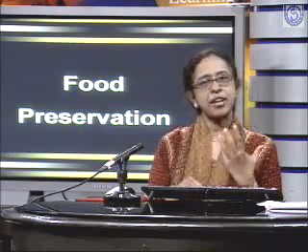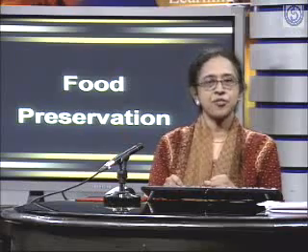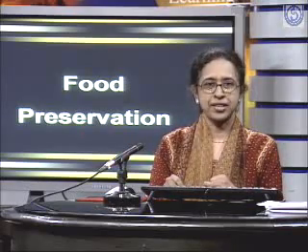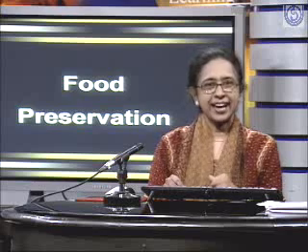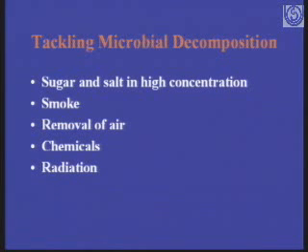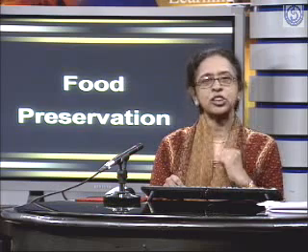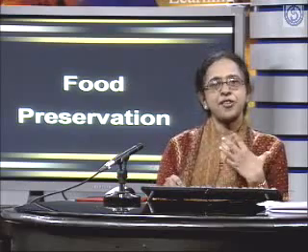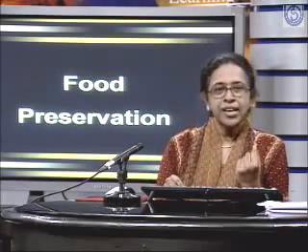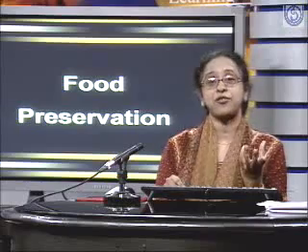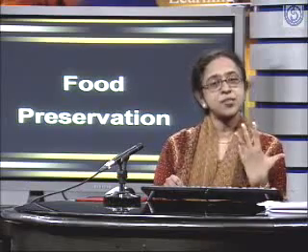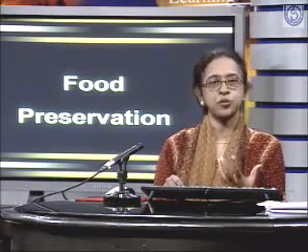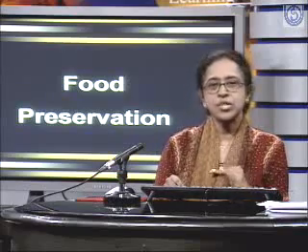Now let us have a brief look at some of the other types of ways in which we can tackle microbial decomposition. If we look at the next slide, this is basically sugar and salt in high concentration. This is again something that we use very often at home also. It is also employed in the industrial settings in preparing commercial foods. Then we also have factors such as smoke. I don't know whether you have come across, I'm sure you have, for example, meats and fish. Smoking is a process, or smoked foods are a way in which the foods can be preserved.